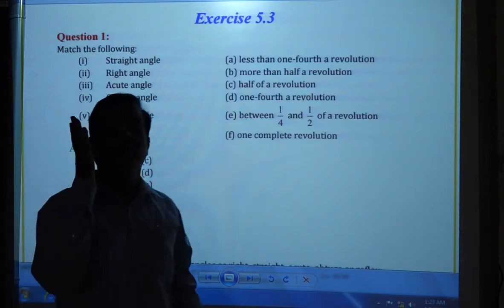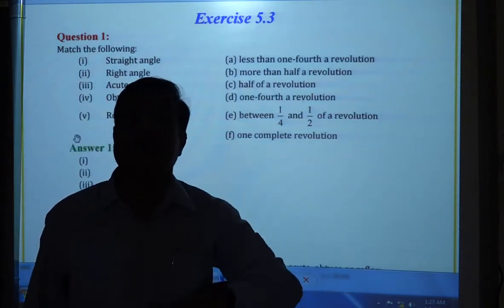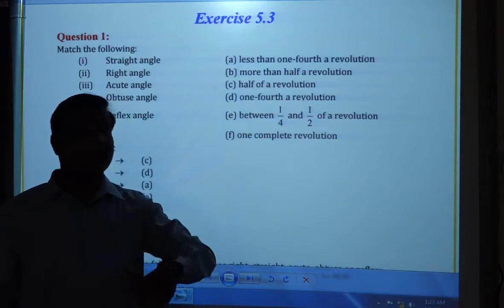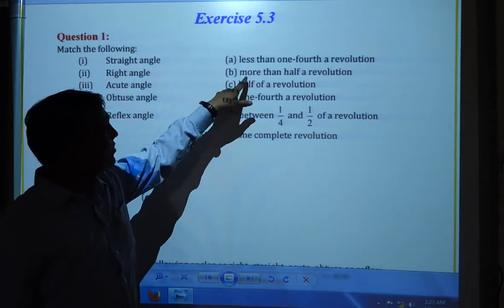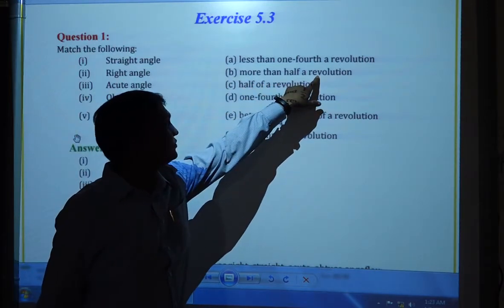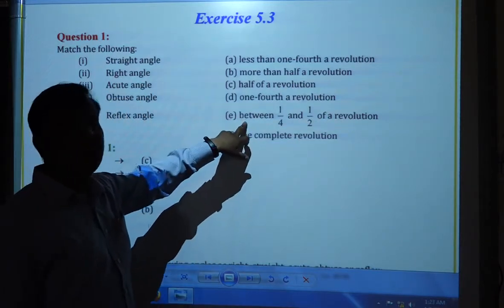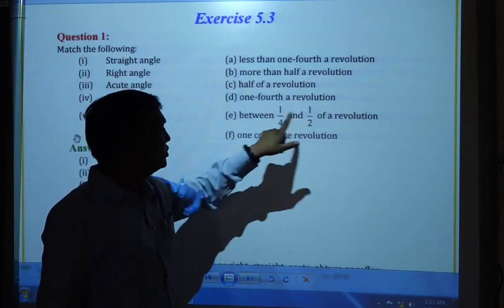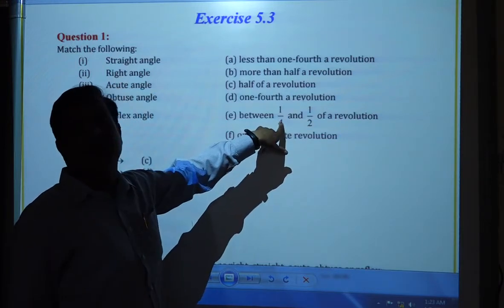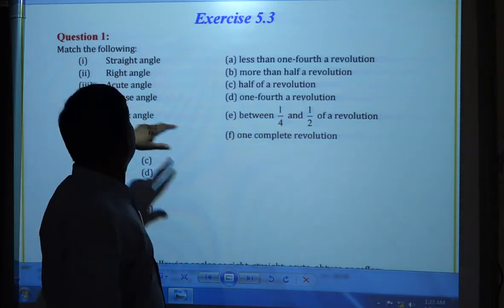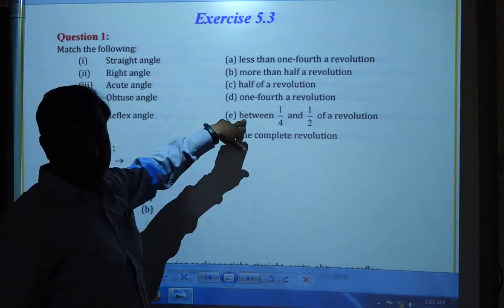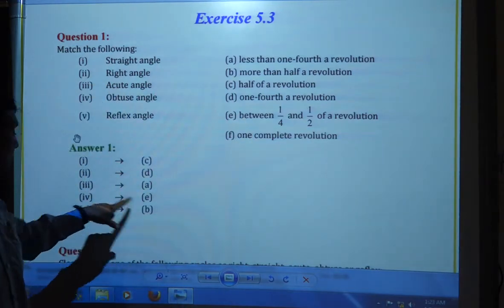Obtuse angle is what? More than 90 degree and less than 180 degree. So here is given more than half of a revolution, or between 1/4 and half revolution. So between 1/4 and half revolution is the answer. The fourth one is E.